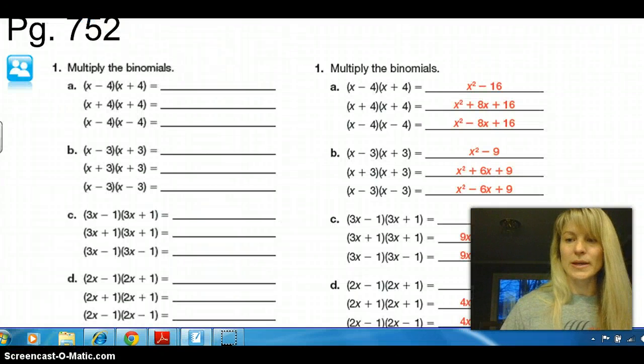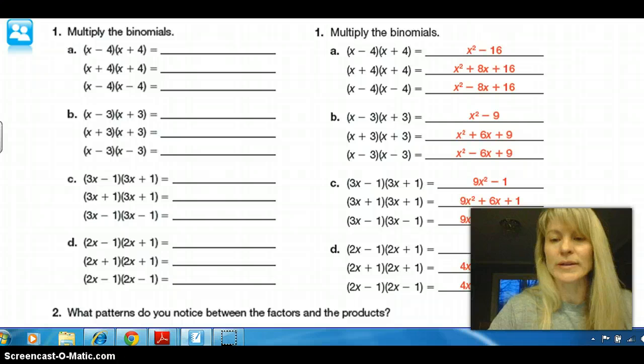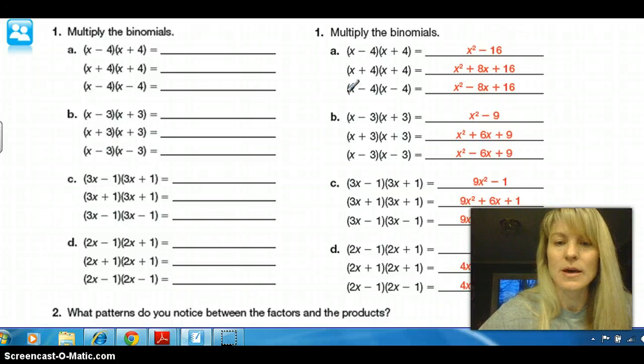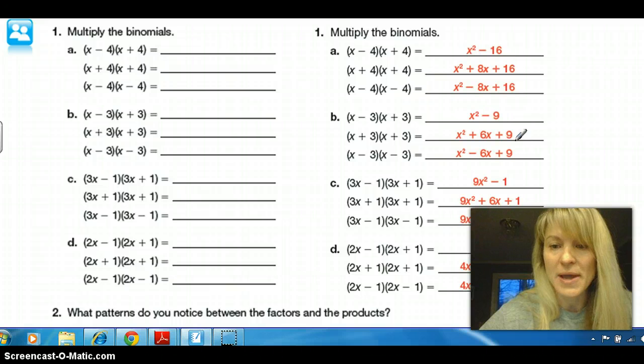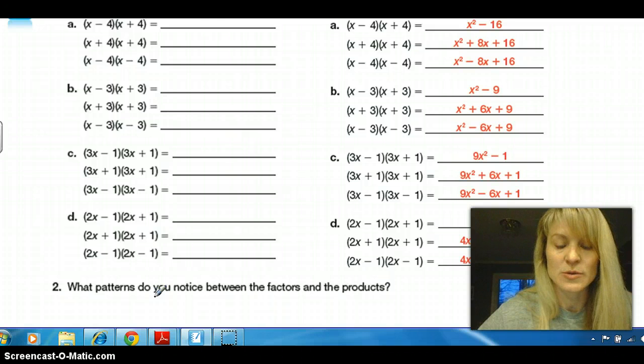Okay, so take a moment and check your answers here on A. We should have found a pattern as you went. We should have noticed that all our binomials have x and the constants are the same number. The only thing changing are the signs. We have a minus plus, a plus plus, and a minus minus. And then you should notice that the same thing is happening for each one of these types of situations. So looking at number 2 down here, it says, what patterns do you notice between the factors and the products? So let's just look at this first set.